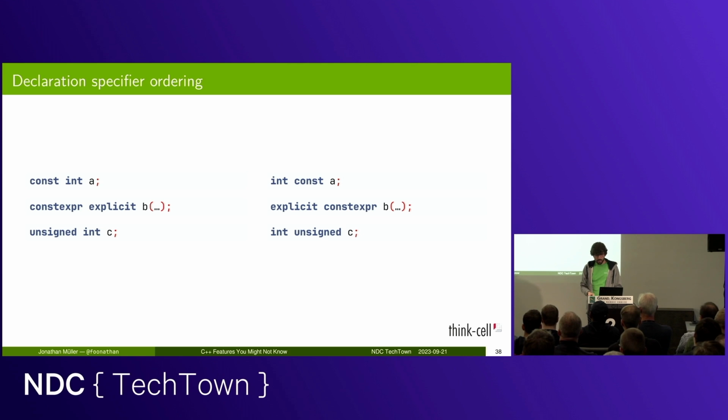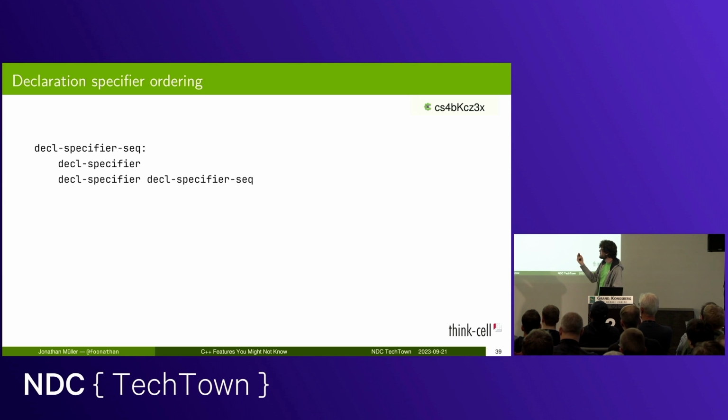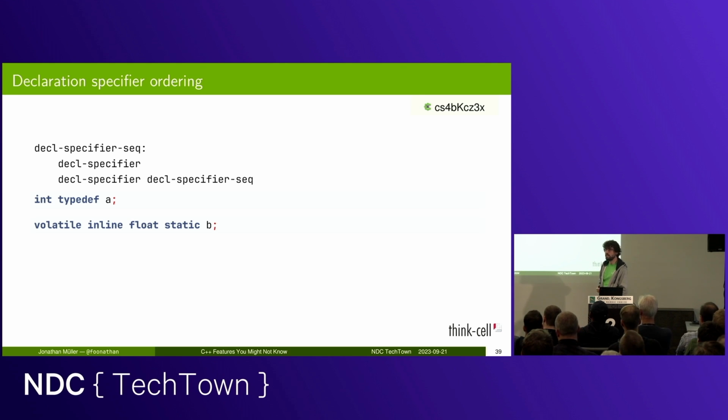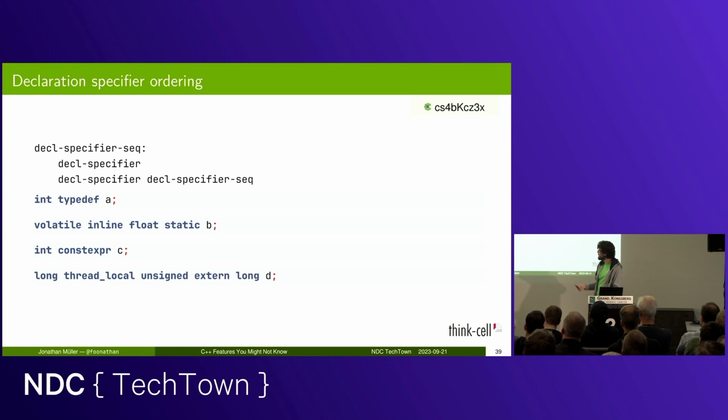In fact, the grammar just says a declaration starts with a sequence of decl specifiers, like int or const or unsigned. And they can be in any order. So you can write that. This A is a typedef for an int. This is a volatile float that is also inline and static. This is east constexpr, which is what we're actually using in our code base because it's consistent with const, I guess. I'm not a big fan, but you know. And that one is an unsigned long. But the unsigned is in the middle and the longs are split apart by the thread_local and the extern.